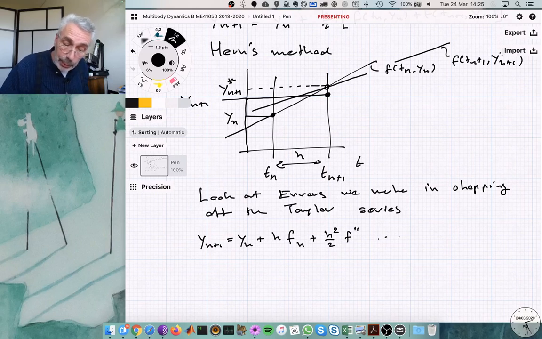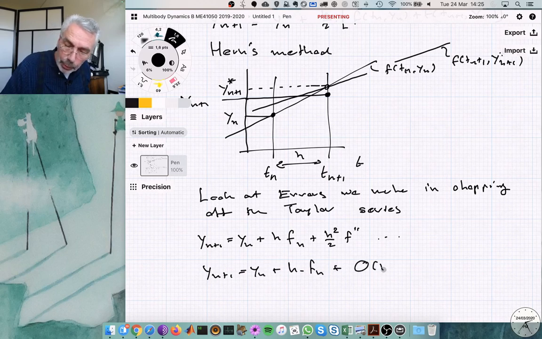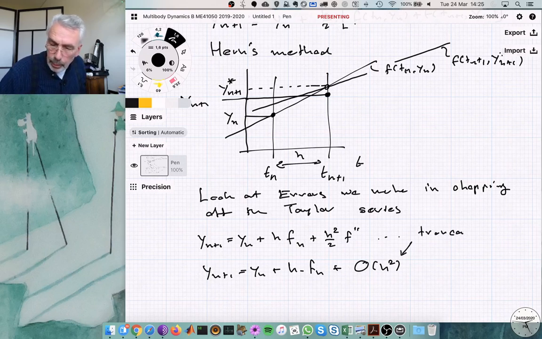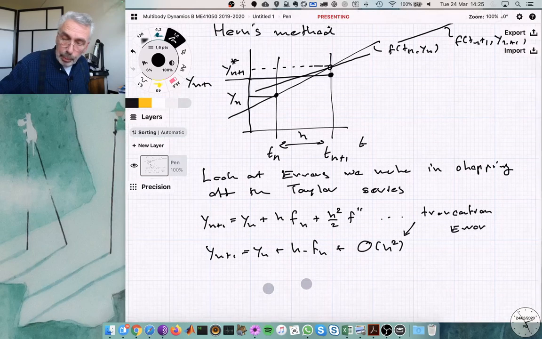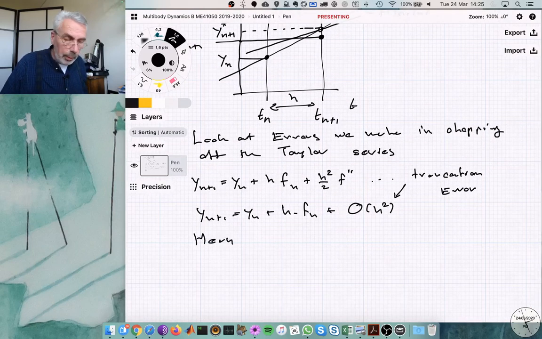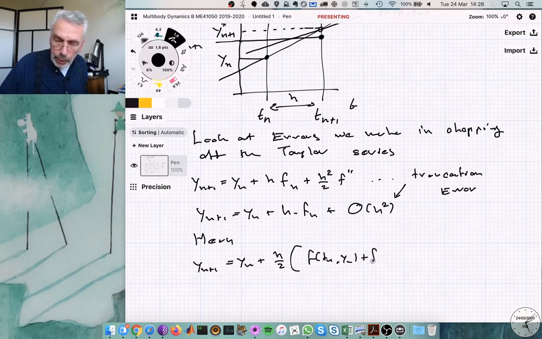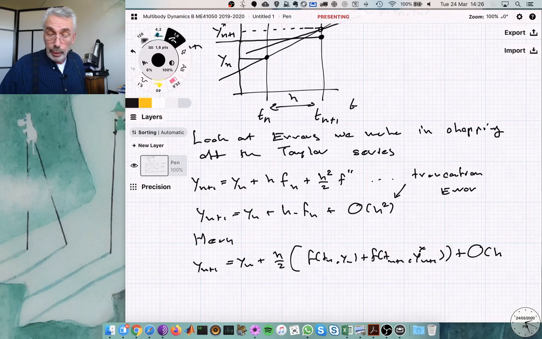But if you look at this Euler step, if we do yn plus 1 equals yn plus h times fn, then apparently we make an error of the order h squared, right? So that is the truncation error we make. We call this truncation error. Now, it wouldn't be a surprise if you look at Heun, and if we write down eventually what Heun is, yn plus 1 is yn plus h over 2 times f(tn, yn) plus f(tn plus 1, yn plus 1 star), that the truncation error here is, of course, of the order h to the power 3.